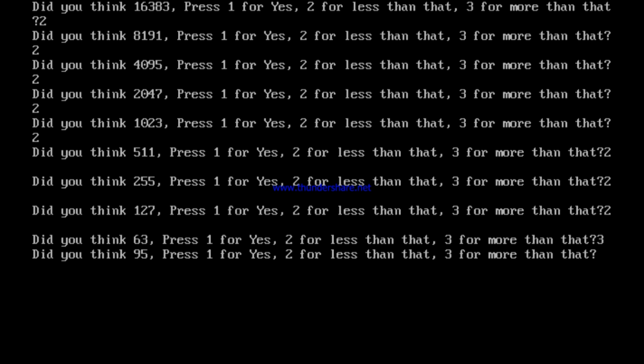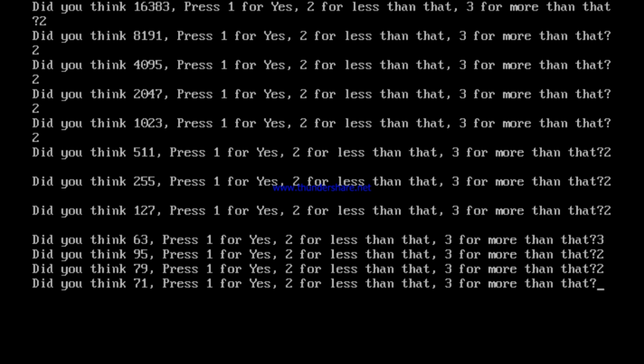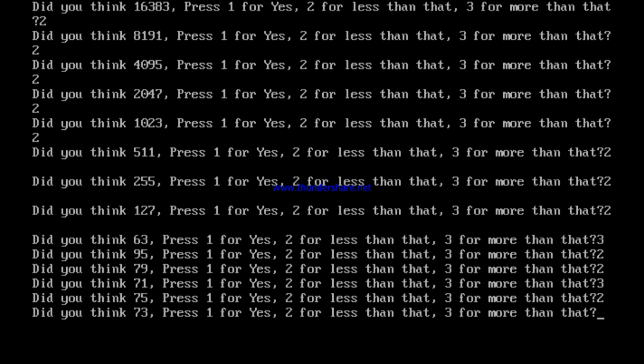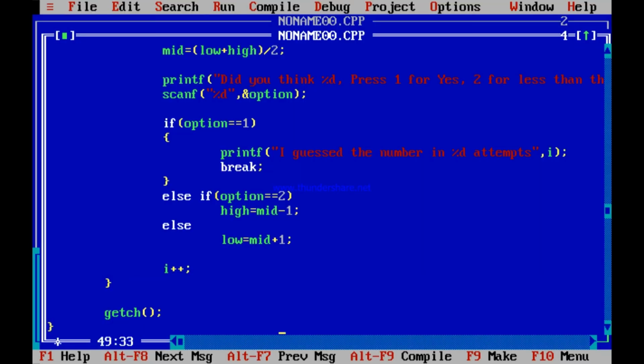3. Did you think 95? 1 for yes, 2 for less than that, 3 for more than that. No, less. 72 is less than 95, so 2. 79. Less than 79, so 2. Did you think 71? More than that, 72 is more than that, 3. 75. It is less than that, so 2. 73. Less than that, 2. 72. 1, yes, it has been guessed. Did you think 72? 1 for yes. So I guessed the number in how many attempts? 15 attempts. I also counted 15 attempts in the example.